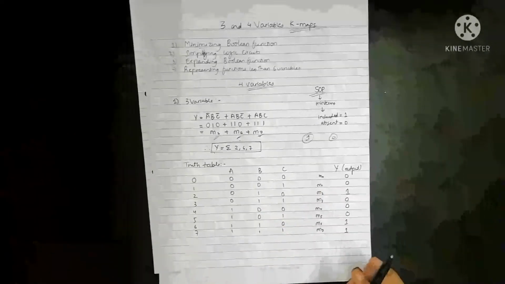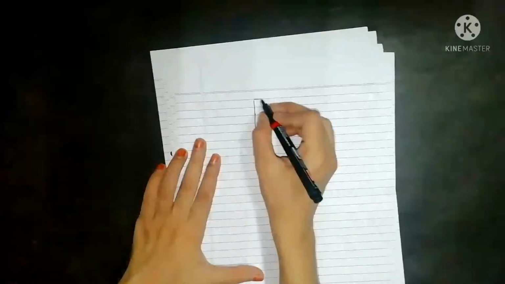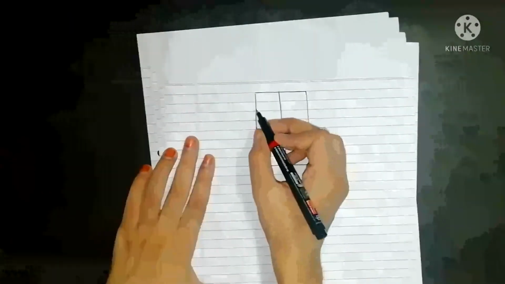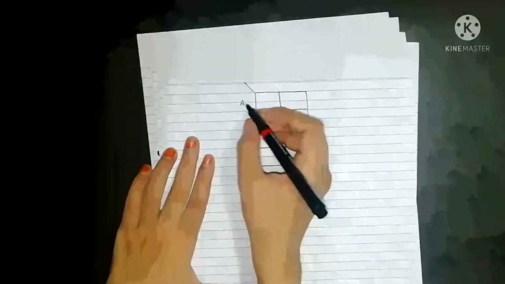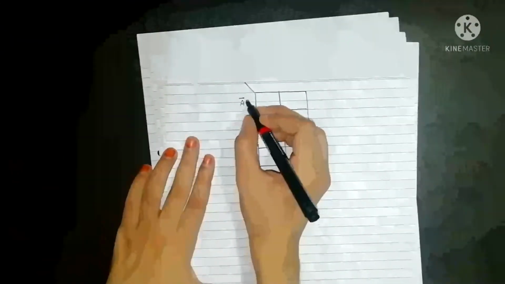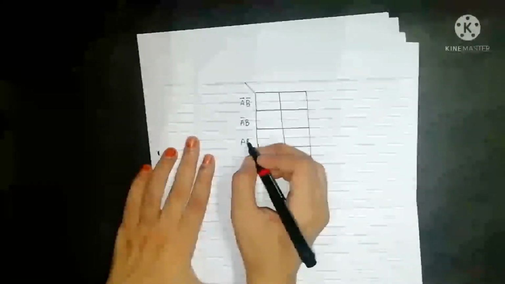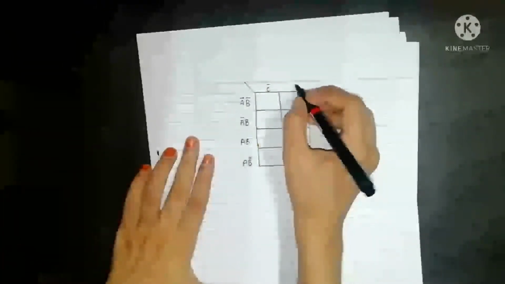Now we have to show this entire truth table in the form of K-map. Divide it into 2 columns and 4 rows. Here I have values a bar b bar, a bar b, a b, a b bar, and on this side it is c bar and c.